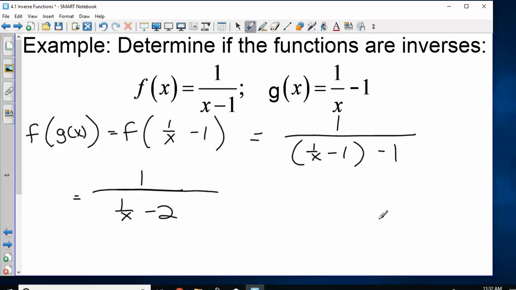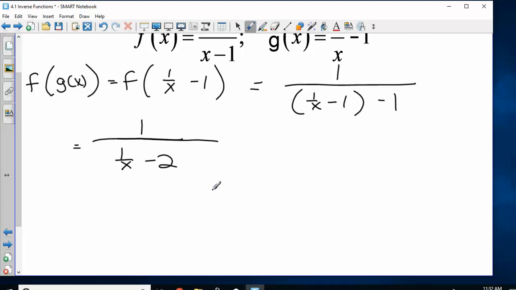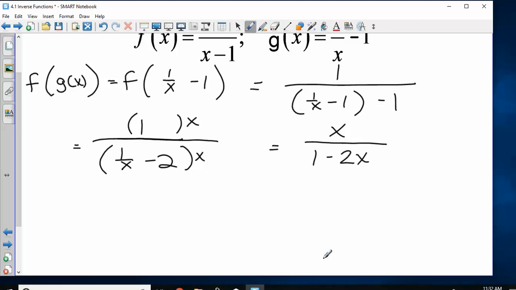we don't leave fractions within fractions, do we? What's a quick way of getting rid of that? We could times x on top and bottom. So that gives me x over 1 over x times x is 1 minus 2 times x. Regardless of how far we simplified this, what did I not get for my answer? X. So what does that tell me right here? Not inverses. Is there any reason for me to check the other one? No, we've already established these are not inverses.